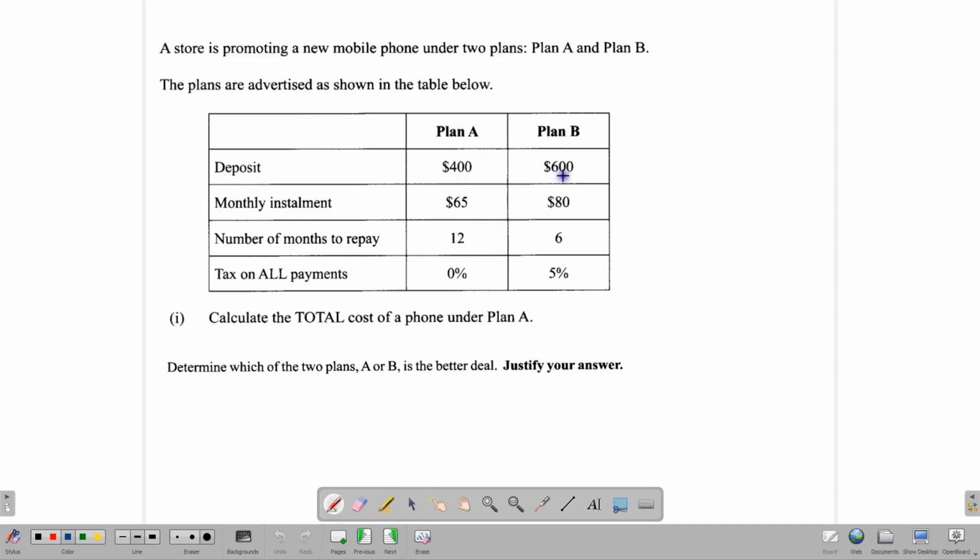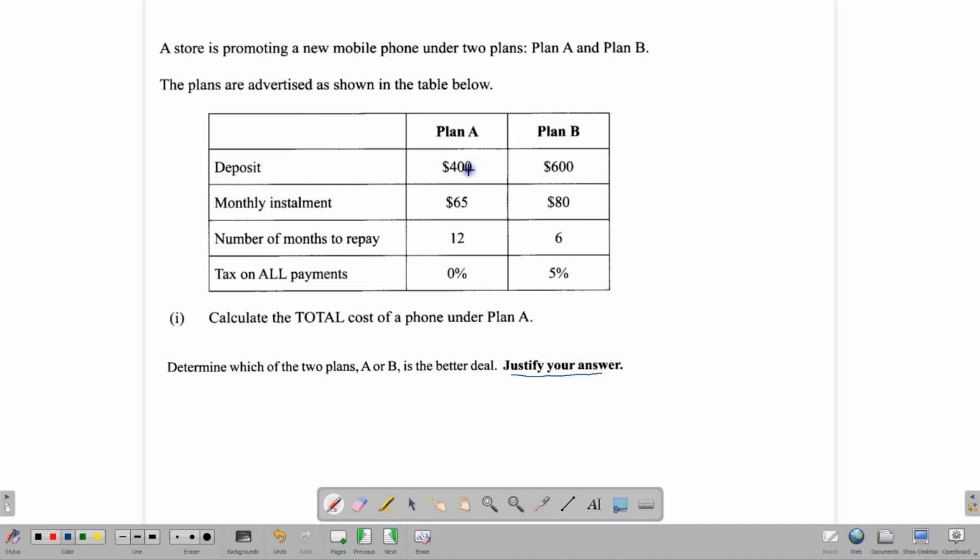Plan B, $600 deposit, monthly installment of $80, and number of months to repay, 6 months, and a 5% charge on the total. Notice it says tax on all payments. So this is a 5% charge on the total. So we are to determine which of the two plans, A or B, is the better deal and justify your answer, which means you need to show some actual calculation as to say which one is better.